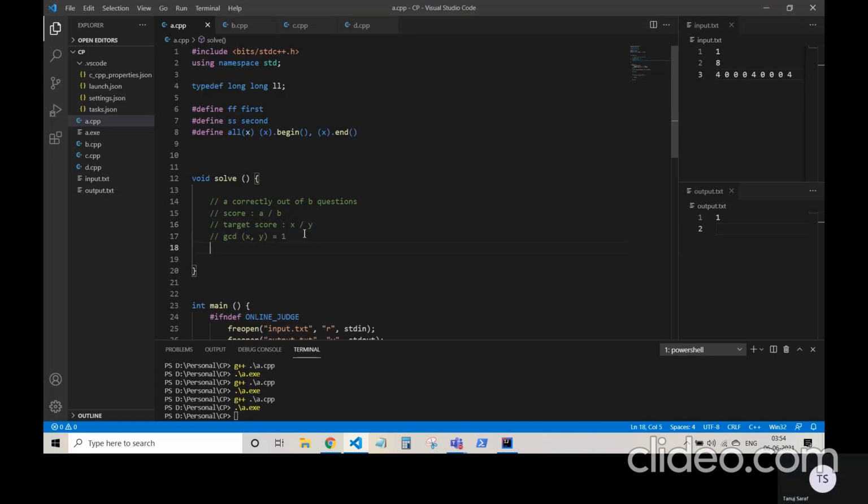As an example, if I have the fraction 4 by 8, then I know that the GCD of 4 and 8 is equal to 4. This means that this fraction 4 by 8 can be reduced. Both the numerator and the denominator can be divided by the greatest common divisor, and this will yield the irreducible fraction 1 by 2.